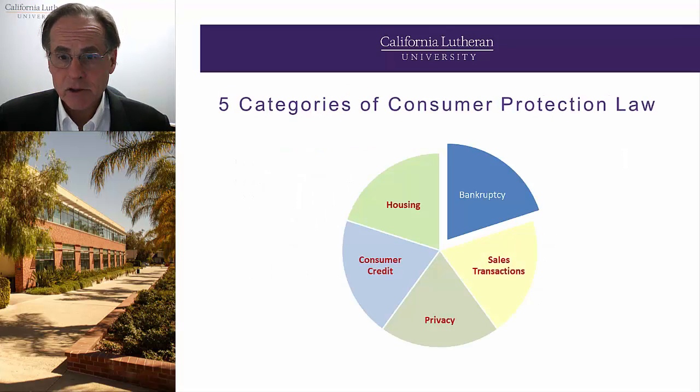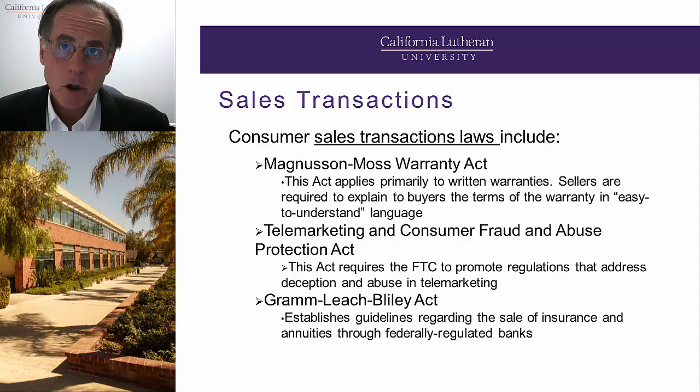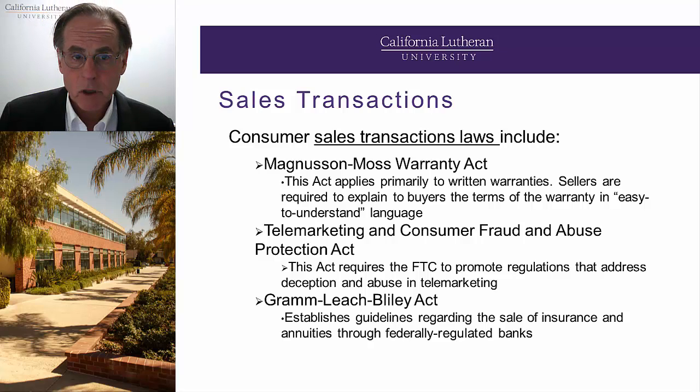In this lecture, we will look at 4 categories of consumer protection law: sales transactions, privacy, consumer credit, and housing. A 5th category, bankruptcy, will be covered in a separate lecture. Let's begin by looking at sales transactions.